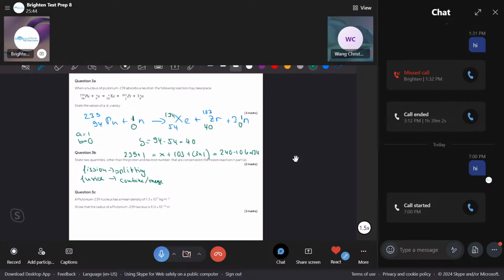Okay, I would say we do this one and then we move on. Plutonium-239 has a mean density of 1.3 times 10 to the power of 17. So we know that is a nuclear density, extremely dense and high energy content. And now we have to prove, typical question, show data. That always means we have to recreate the calculation and come up with the same result. So how do we do the calculation, Chris?